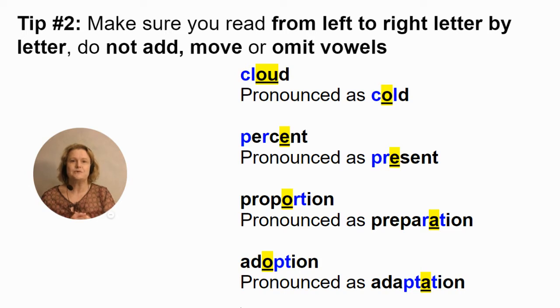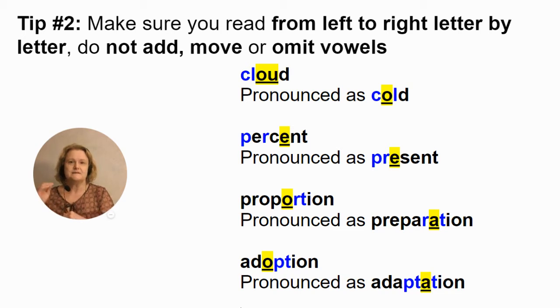Tip 2, make sure you're reading from left to right, letter by letter, and do not add or remove or get rid of any of the vowels. Just read them exactly in the way they are described. So for cloud, I've heard students say cold. They're kind of guessing a little bit, the C and L and D, and they're not so sure where the vowel goes, but if you look carefully, it's cloud, cloud, while cold, the LD are together.